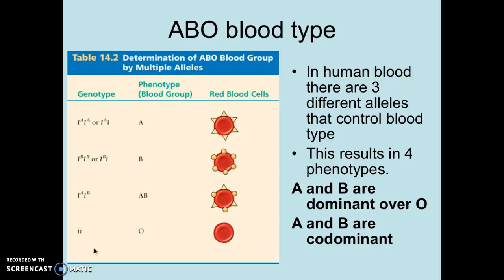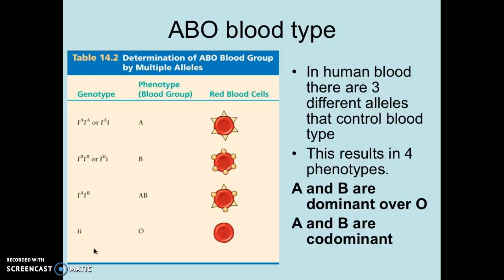So it's already shown that type A blood can have the genotype AA, which is homozygous, or AO, heterozygous. Type B blood can be BB, homozygous, or BO, heterozygous. Type AB blood is the only type it can be because it is codominant, AB. And type O blood is going to be OO, and that is recessive.